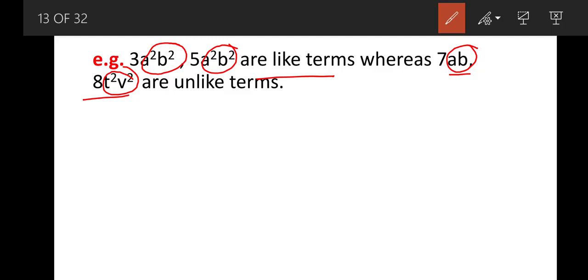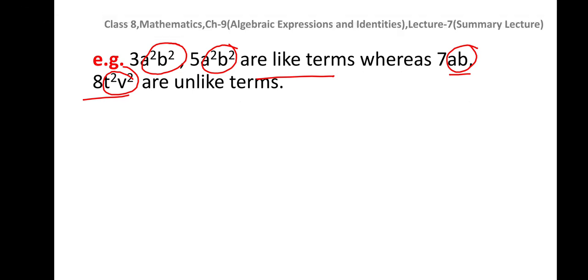And there is no difference if in place of 3ab, 3ba is present, that is also one and the same thing. ab or ba, it is one and the same thing. These are the like terms. 3ab or 3ba, these are considered as like terms.